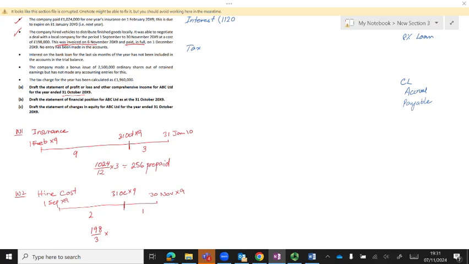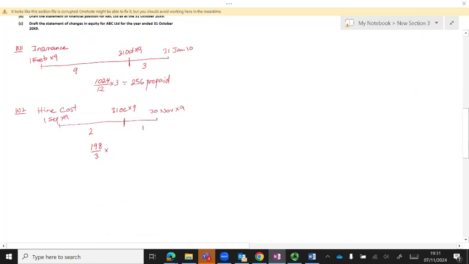But we are not dealing with when we paid. We are looking at the year end, and at the year end, did we pay for it or was it still outstanding? It looks like it was still outstanding. Therefore, 198 divided by 3 multiplied by 2 is £132. That 132 is accrued, meaning we have used the vehicle for September and October, 2 months, and we have not paid for it.